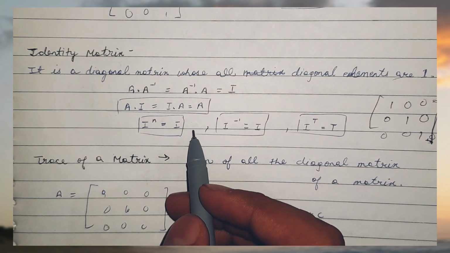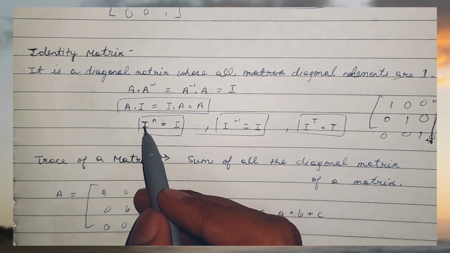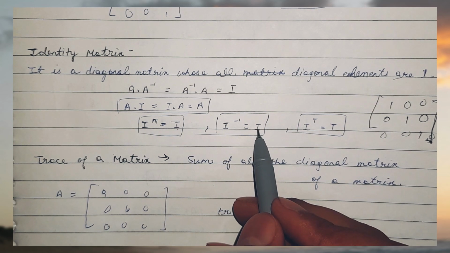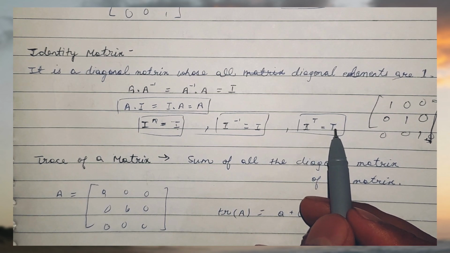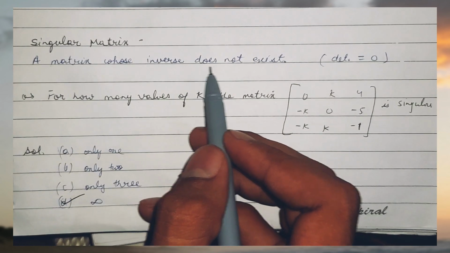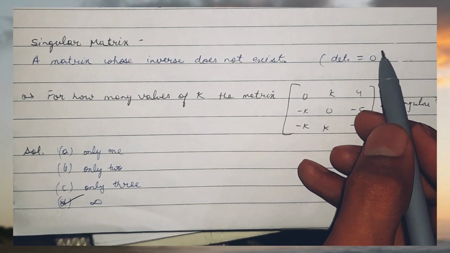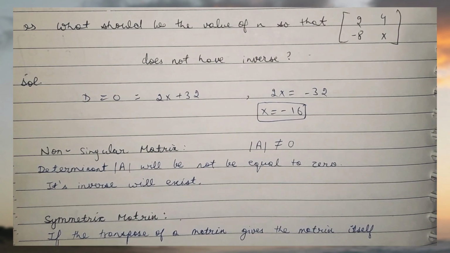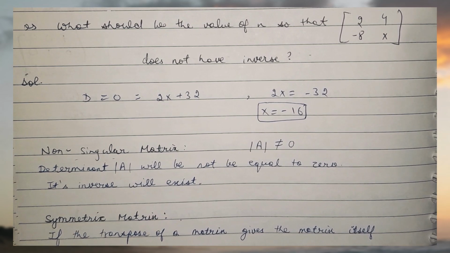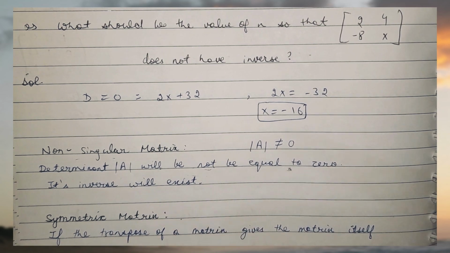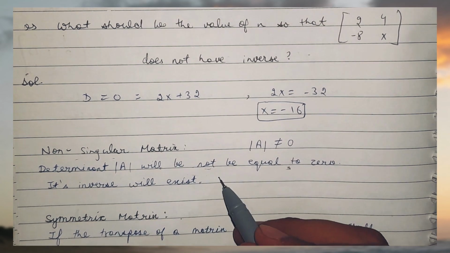And these are some of the properties of identity matrix. Identity matrix raised to power n is always identity matrix. Identity matrix inverse is also identity matrix, and identity matrix transpose is also identity matrix. Then comes singular matrix. A matrix whose inverse does not exist, meaning determinant is 0. A matrix whose inverse is not possible is called singular matrix, and its determinant is always 0. Then comes non-singular matrix. It is the opposite of singular matrix, and its determinant of A will not be equal to 0, meaning its determinant is possible and its inverse will also exist.